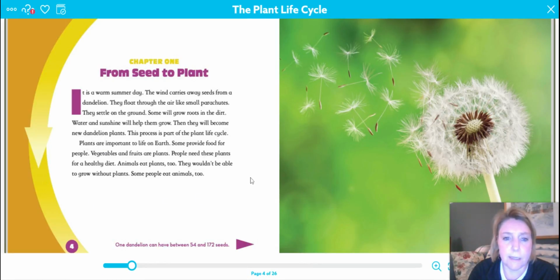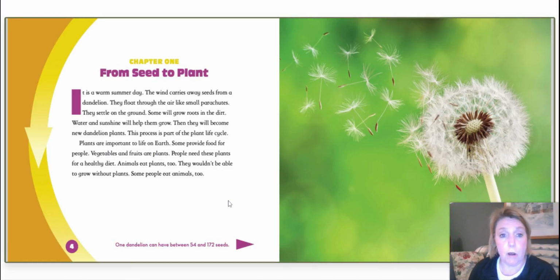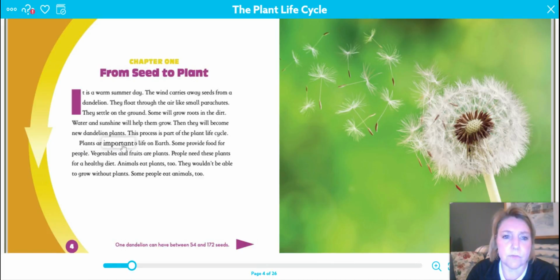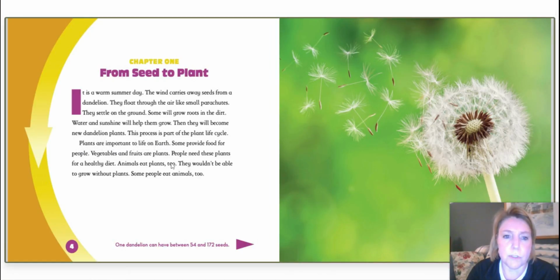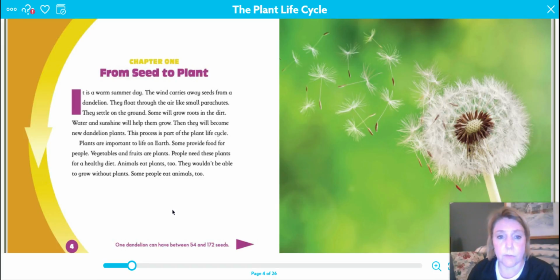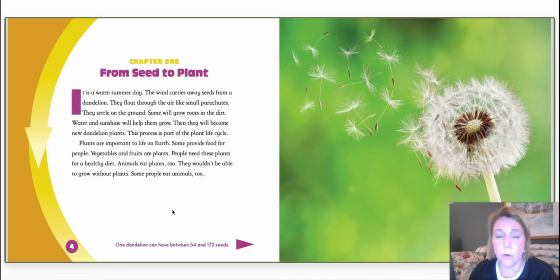So I'm thinking about the second paragraph and all of those things that are important for life. I'm also noticing this first sentence, Plants are important to life on Earth, like a pop-out sentence that we have talked about before. And I'm visualizing what's happening in that paragraph. Thinking about all of the vegetables and fruits that people eat. I'm thinking about how animals eat plants too. I'm thinking about a cow munching on some grass. And I'm thinking about how that cow wouldn't grow without eating that plant.